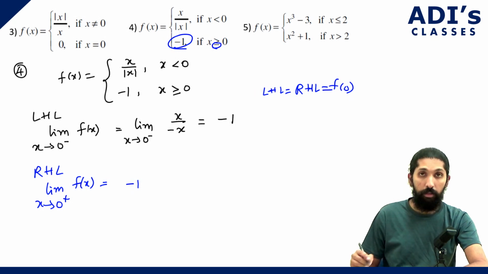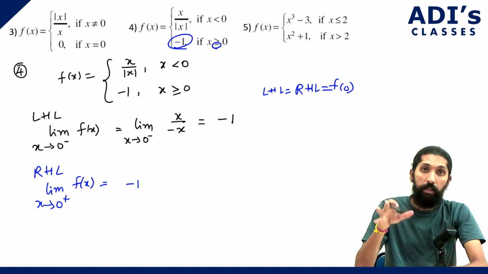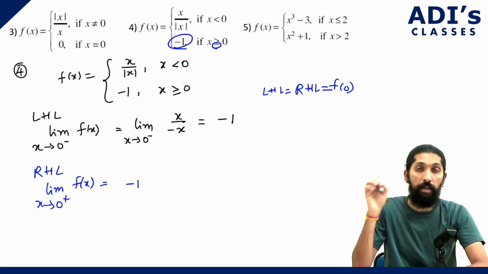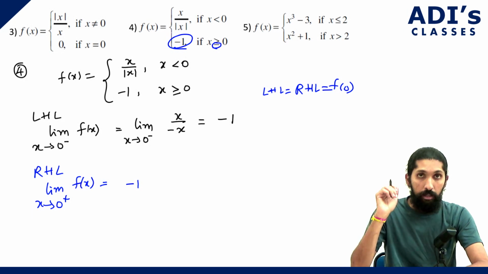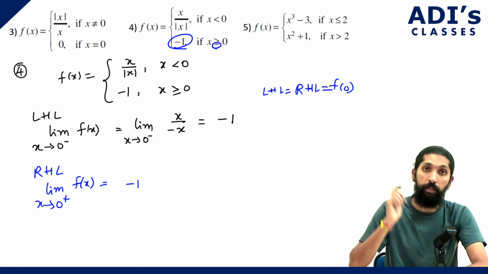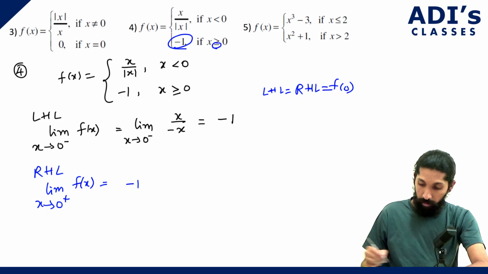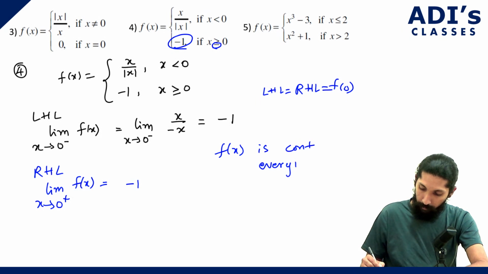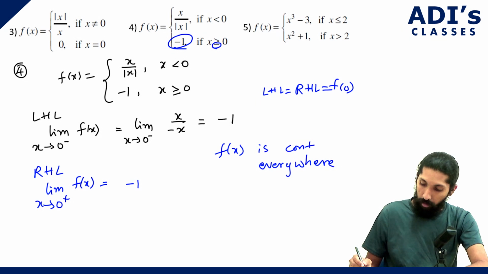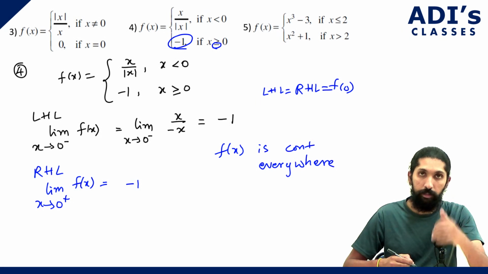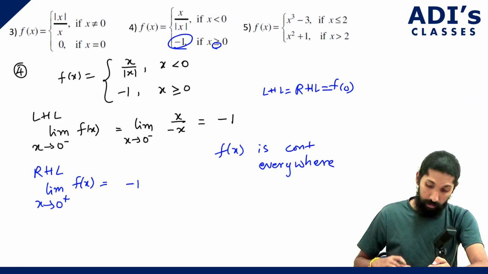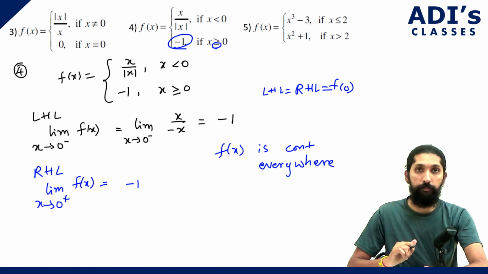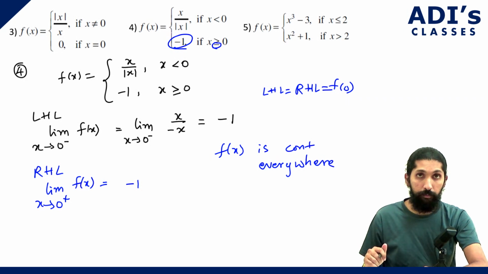All three are equal. So we can say that the function is continuous everywhere. Or you can say there is no point of discontinuity. Alright, so here we can say that function f of x is continuous everywhere. Or you might as well say that there is no point of discontinuity. Understood? So this is the answer for the fourth one. Let's do the fifth one.